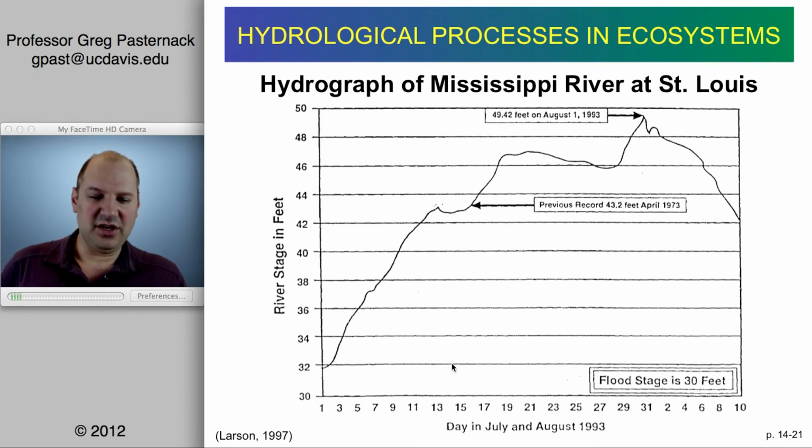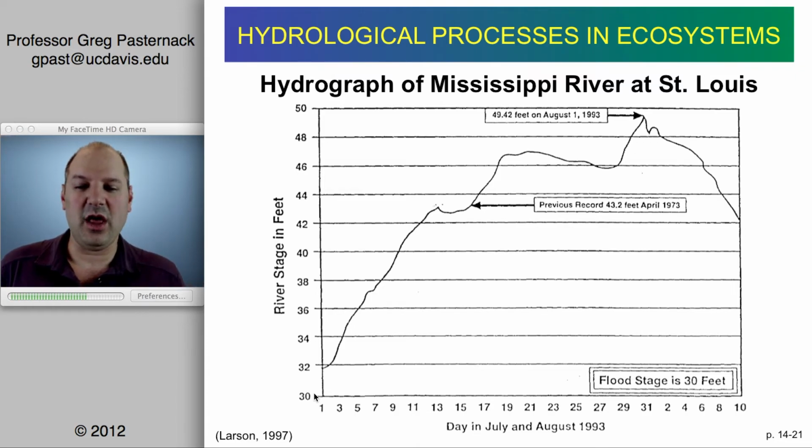So the flood stage, this shows July 1, 1993, and then the beginning of August 1993, and the river stage in feet. So it's starting at 30, but obviously the stage could be lower. And above 30, that's flood stage. The previous record from 1973 was 43.2 feet, and the peak on August 1st was almost 50 feet. So, a very large flood that had huge consequences for the Midwest, and there have been a lot of changes in urban development and flood policy since then.